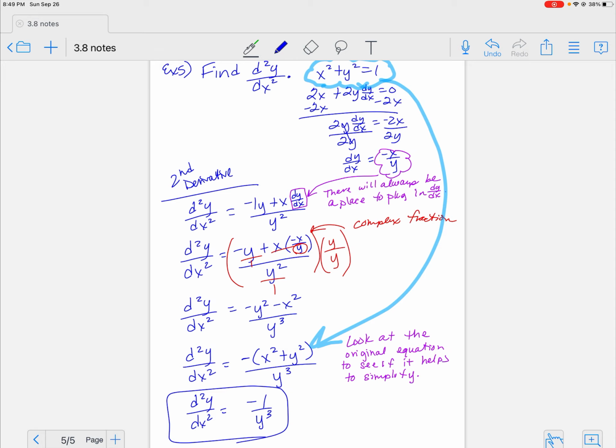Woo! That's what we have for implicit. You guys go rock the socks off of practicing this. I think you'll see we're just using all of the rules that we've used already: power rule, chain rule, product rule, quotient rule, and just putting it together here with the two variables. Okay, great job, you guys.